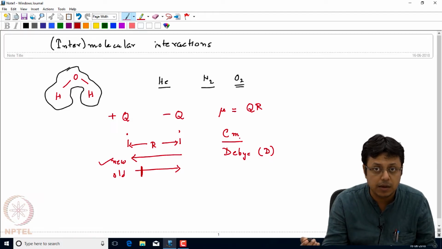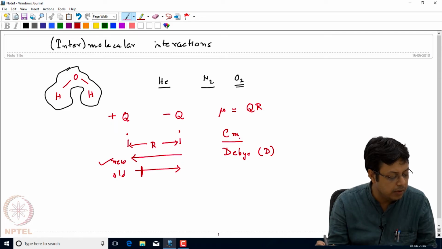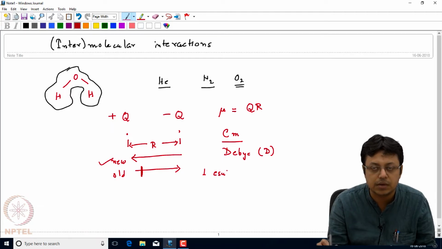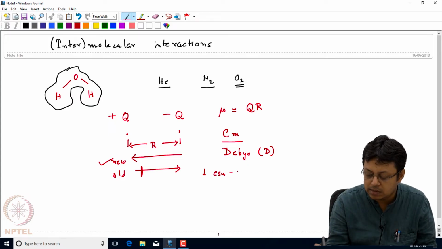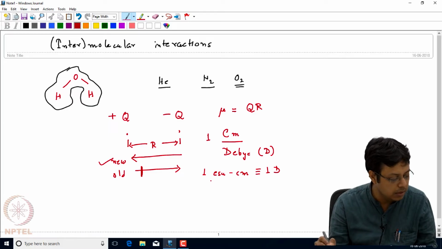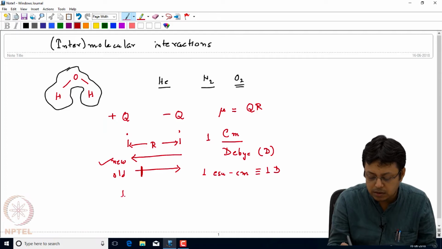Similarly, we can define a debye, which tells us that if I have two charges of one electrostatic unit, these are the CGS units of electrostatic charge which you have probably studied in high school physics, and they are separated by 1 centimeter, then this 1 ESU centimeter is equivalent to 1 debye. There is a relationship between 1 ESU centimeter and coulomb meter, and usually we write that 1 debye is 3.33564 times 10 to the power minus 30 coulomb meter.